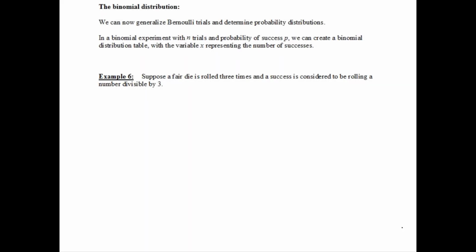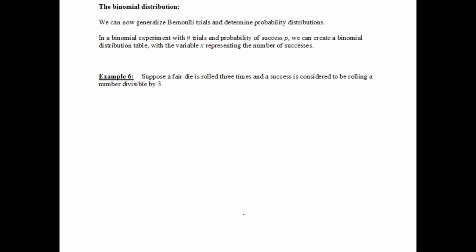Now that we understand how to calculate binomial probability, let's look at the binomial distribution. Remember, in probability distributions, our random variable x represents a numerical outcome. Here it will represent the number of successes. For each of those, we're going to have a probability.